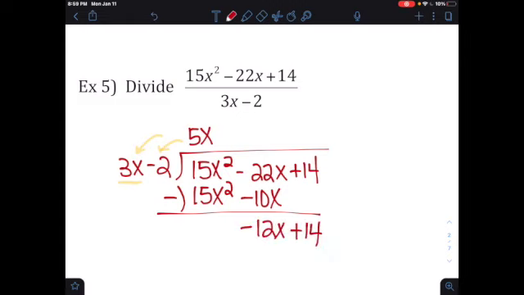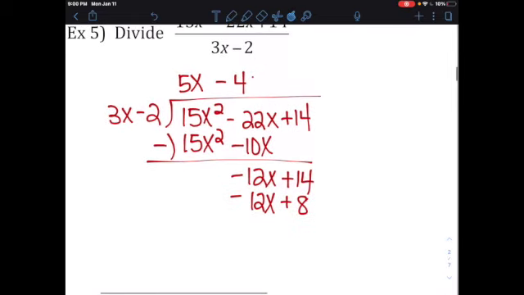Bring down the last term. What number times 3x gives you negative 12x? And that is going to be negative 4. And when you have negative 4 times 3x, it's going to be negative 12x. Negative 4 times negative 2 is positive 8. And when you subtract, you'll have negative 12x minus a negative 12x. That's going to be 0. Then you have negative 14 minus a positive 8. That is going to be 6.